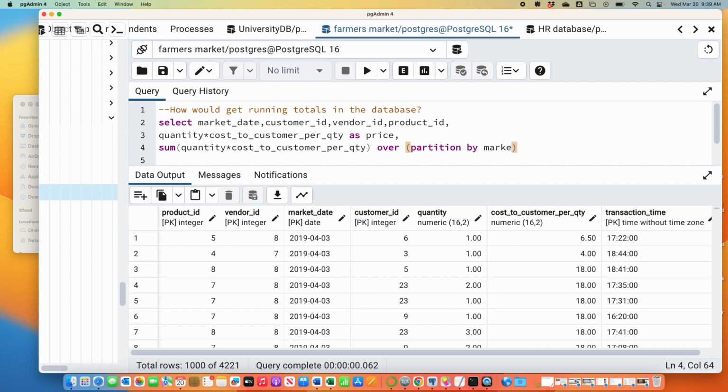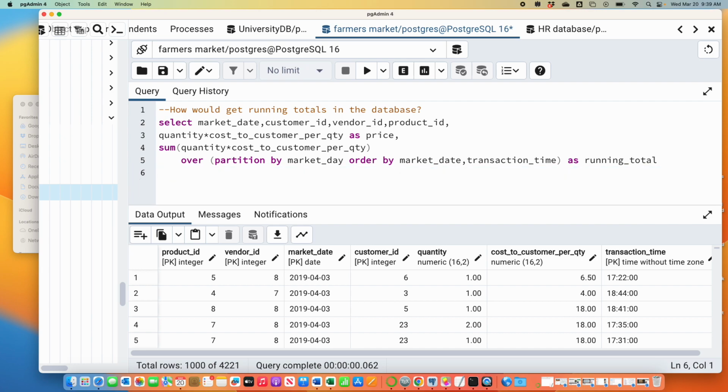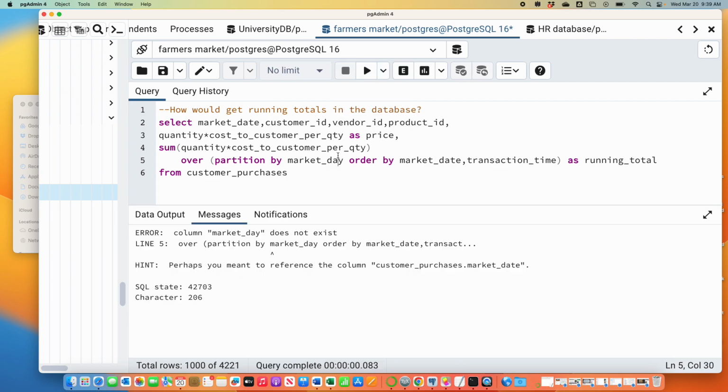Okay, so how do I want to set this up? I'm going to put this down here so I can see it all. So I'm going to type this, and then again, we'll come back and talk about what it's saying. Order by market date, transaction time. Get rid of all this. Okay. So let's think about what's happening here with this over. Partition by market day, order by market date, transaction time. Oh, market date, sorry.